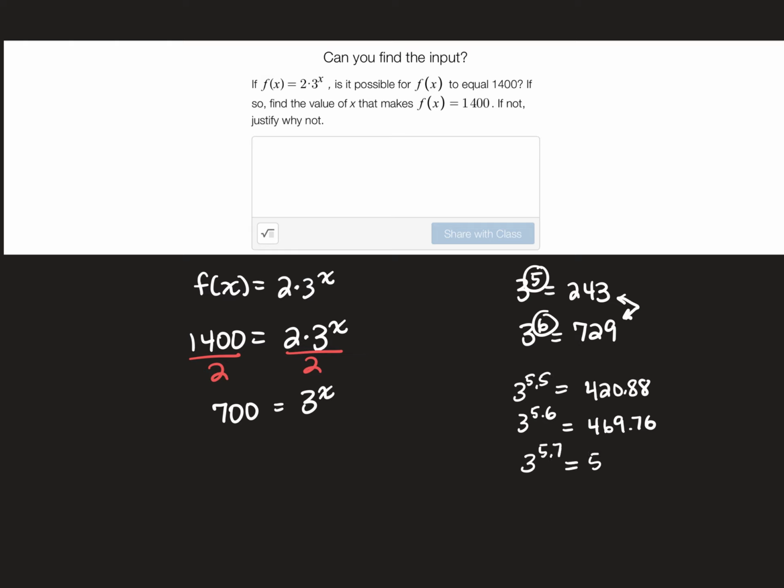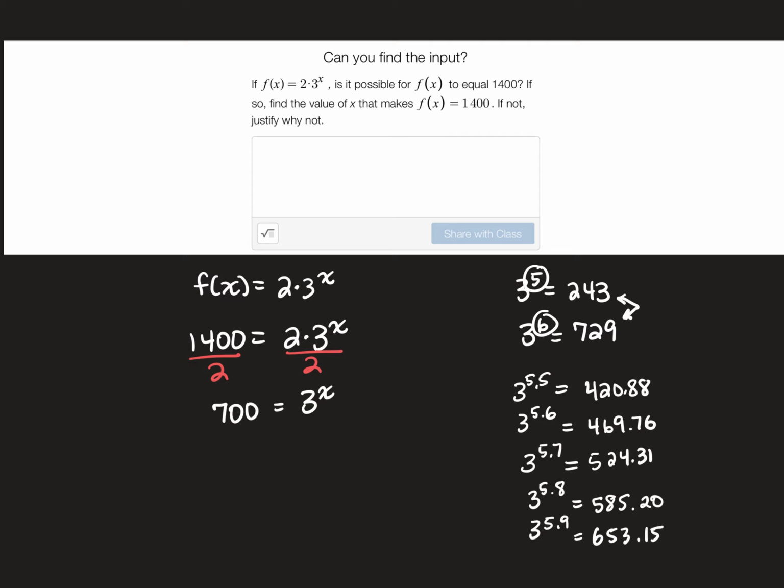What about 3 to the 5.7 power? I'm getting a little bit closer, 524.31. What about 3 to the 5.8 power? And we get 585.20. All right, let's try 3 to the 5.9 power. So we get 653.15. Now we're really close, but it's not exactly 700.